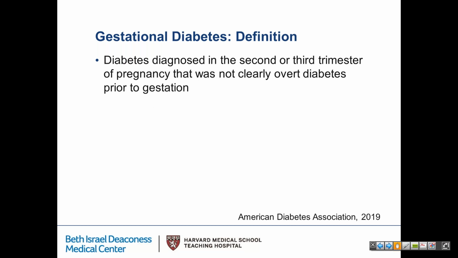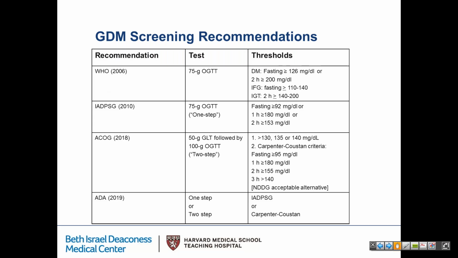So the definition of gestational diabetes has remained very vague. It changes slightly from year to year, but in this year's Standards of Medical Care in Diabetes, published by the American Diabetes Association, GDM is defined as diabetes diagnosed in the second or third trimester of pregnancy that was not clearly overt diabetes prior to gestation. Now, what that actually means in practice is much more controversial.